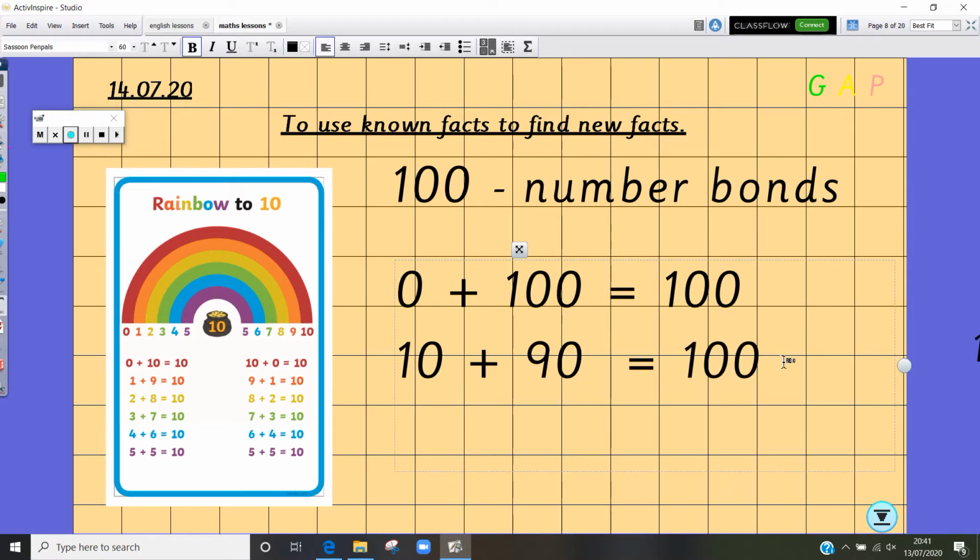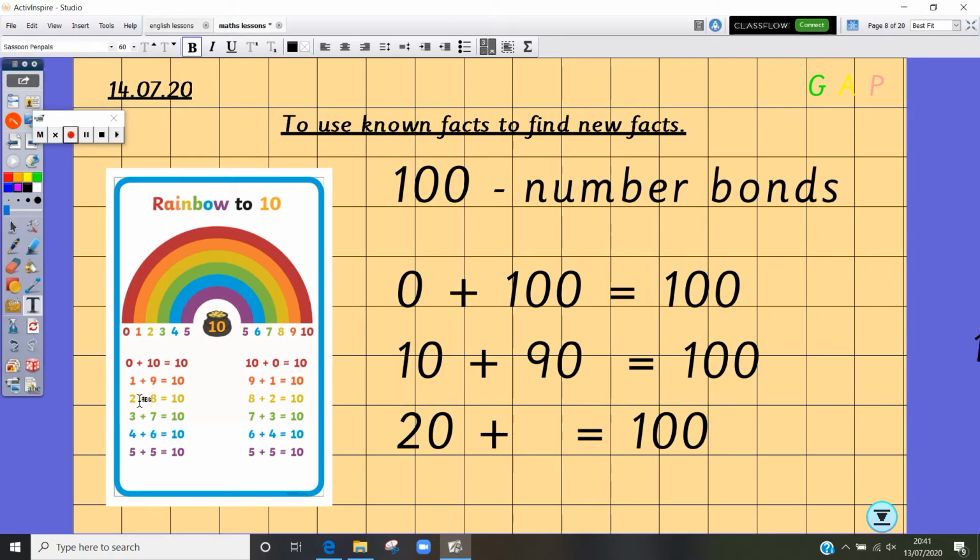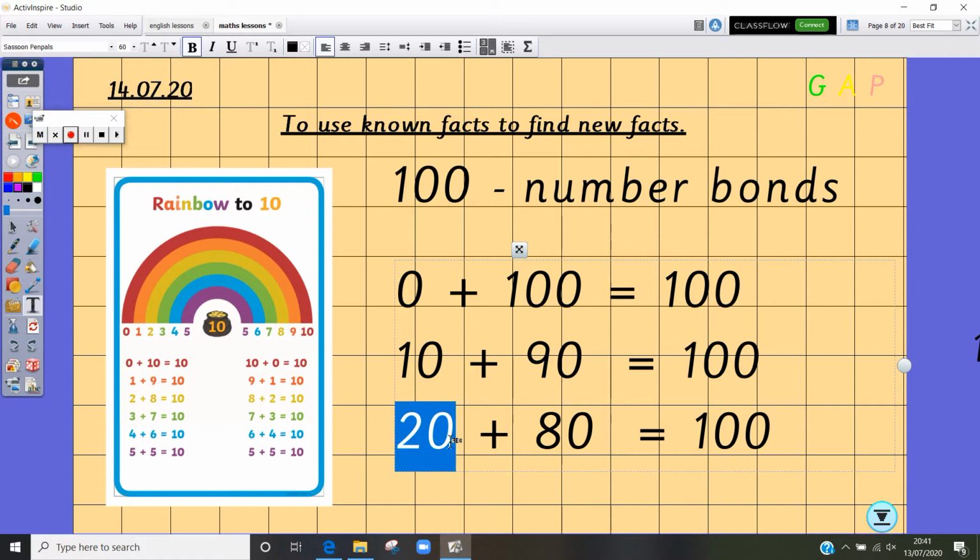Okay, now using this pattern, we're now going to do 20, add something equals 100. So again, I've made my 2 10 times bigger. So I now need to make my 8 10 times bigger. So I'm going to do 20, add 80 equals 100. So I'd like you to pause the video now and have a go at writing the rest of your number bonds to 100. And then if you come back to the video, we'll see if you've got the right answers.